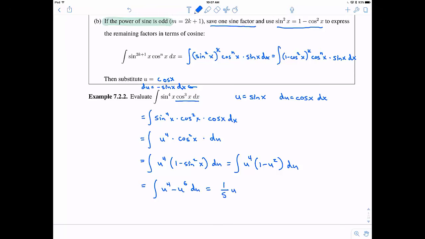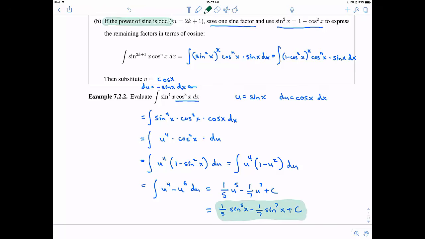Distribute the u to the fourth, and then integrate, so I get 1/5 u to the fifth minus 1/7 u to the seventh, plus my constant of integration. Then substitute back in: everywhere I see a u, I'm going to put sine. So 1/5 sine to the fifth of x minus 1/7 sine to the seventh of x, plus my constant of integration, bada bing, bada boom. And there's our final answer.